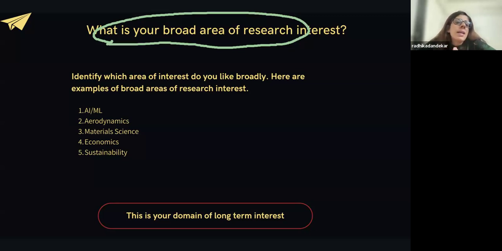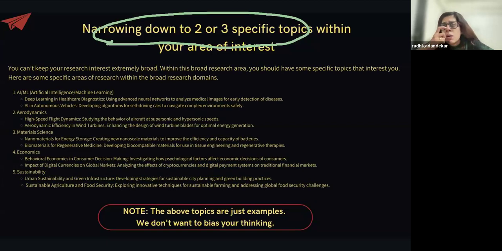You first need to identify broad areas of your research interest. I have just jotted down a few areas: AIML, aerodynamics, material science, economics. These are some of the broad areas. And then you have to narrow down to 2 or 3 specific topics within your areas of interest. For example, in AIML, scientific machine learning is something that is more specific.